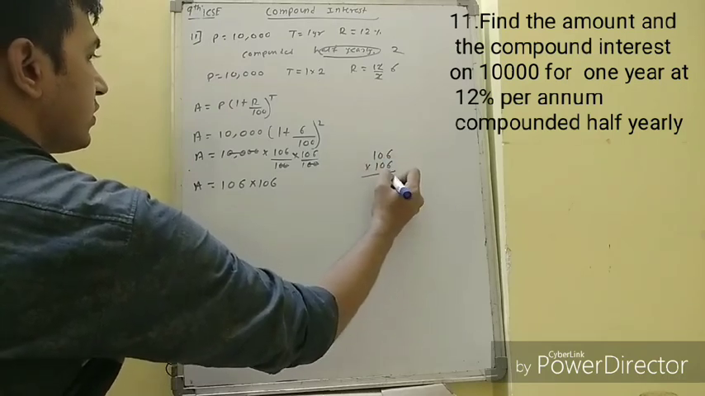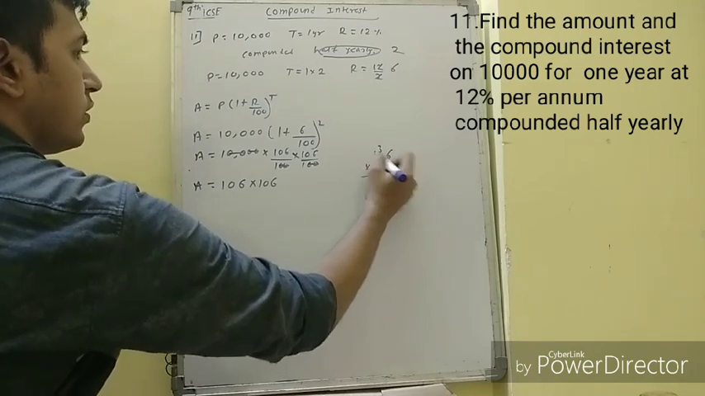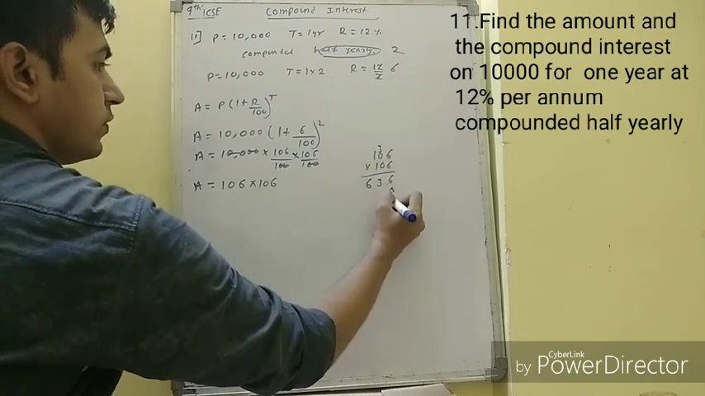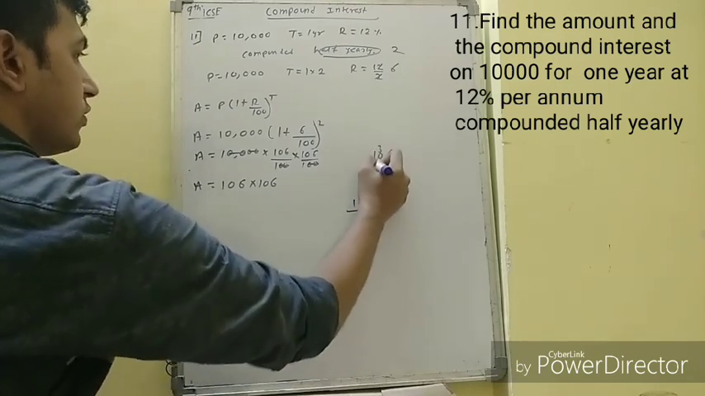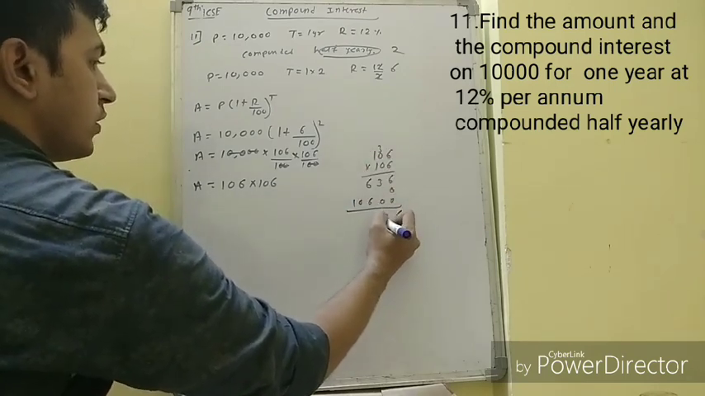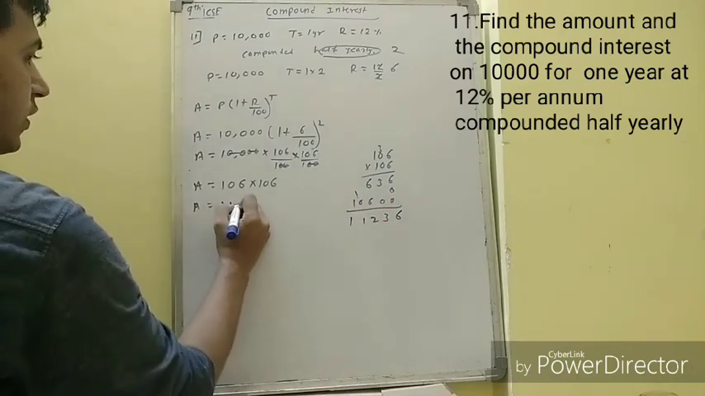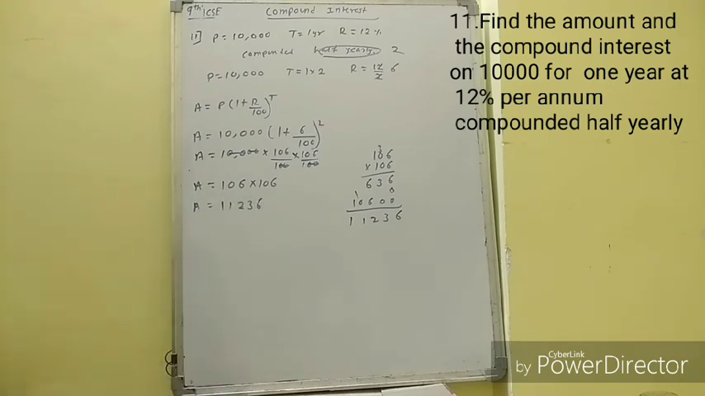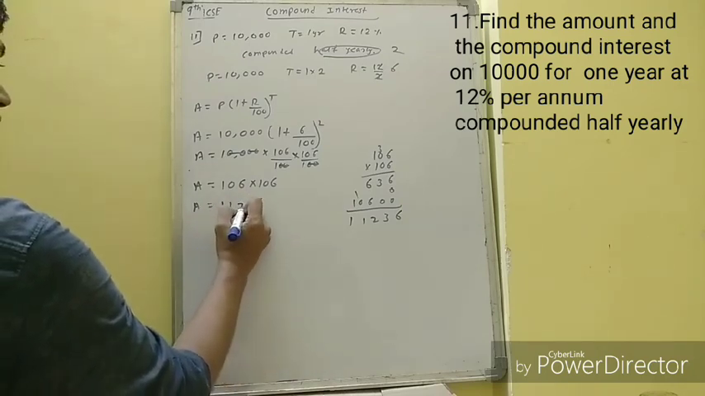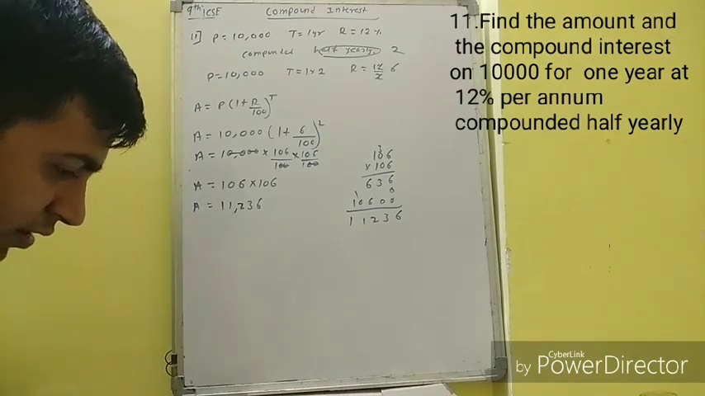So just do it. 6 6s are 36, 3 6 0, 3 6 1s are 6, 6 0 1. Okay, 1 6s are 6, 1 0 0 1. So it is 6 3 1 1. So amount is equal to 11,236. Okay.